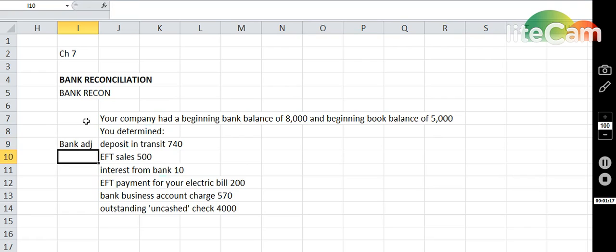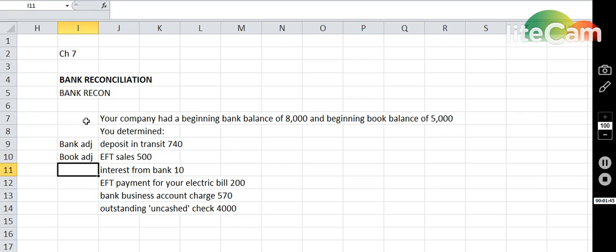EFT sales. So EFT is our electronic funds transfer. So someone wired us money electronically for $500 in sales. So the bank obviously would know this because the money is getting deposited into our account electronically. But our books wouldn't know this. So this we'd want to put on the book side for book adjustments.